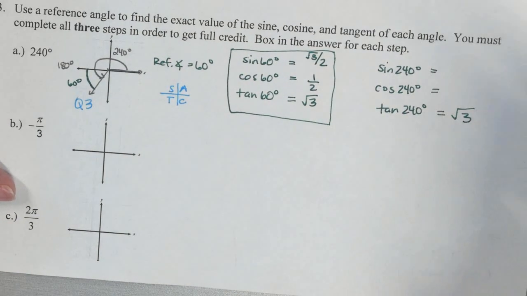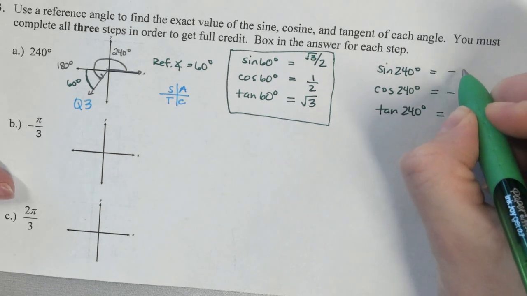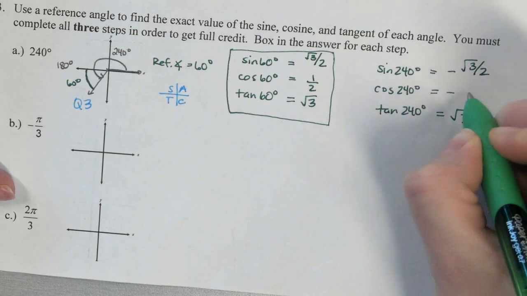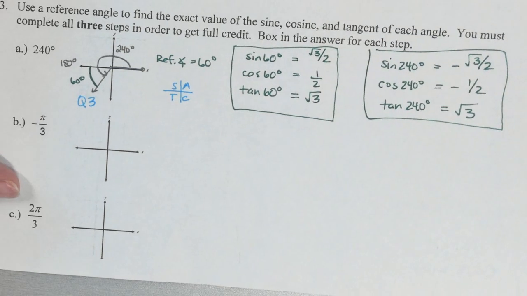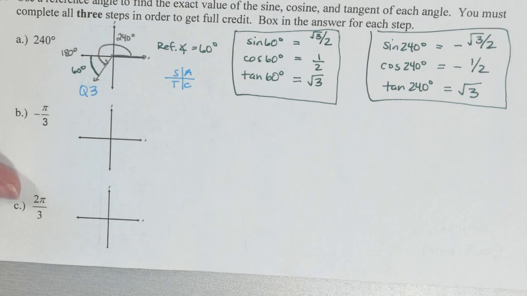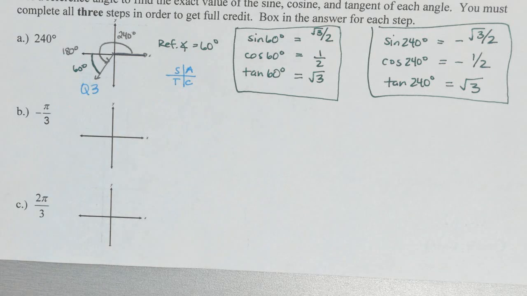What happens to the other two? Perfect. So this is negative root 3 over 2. This is negative 1/2. There you go. Okay, any questions for me on that one?